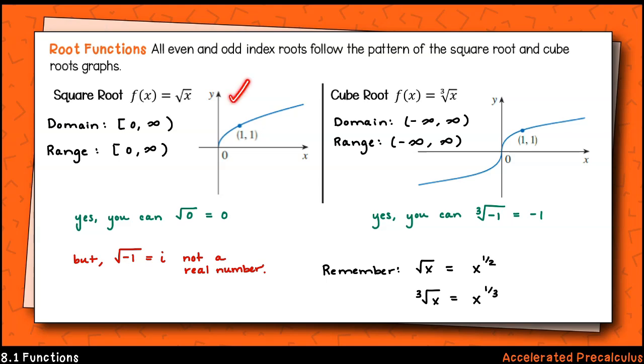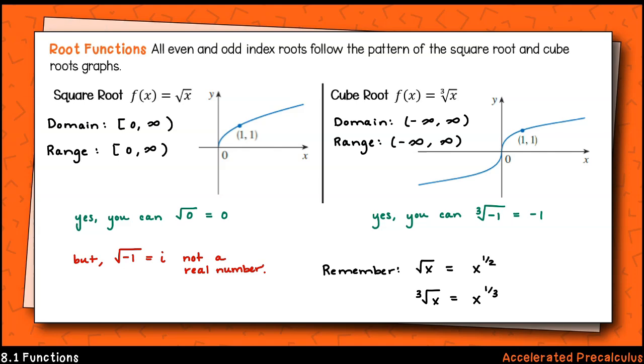All even index functions will take the general appearance of the square root function, while odd index functions will be a variation on the cube root function. The key difference to think about algebraically here are the domain and ranges for each function. For the square root or even index roots, we will not have a real number output with a negative radicand. That is the value underneath the radical, so we'll need to restrict our domain accordingly.